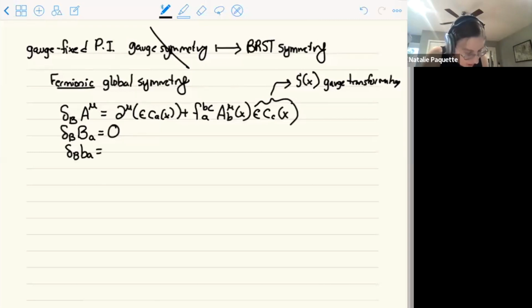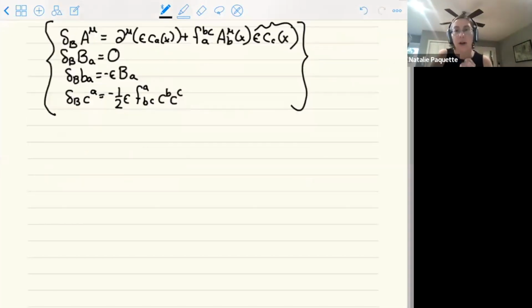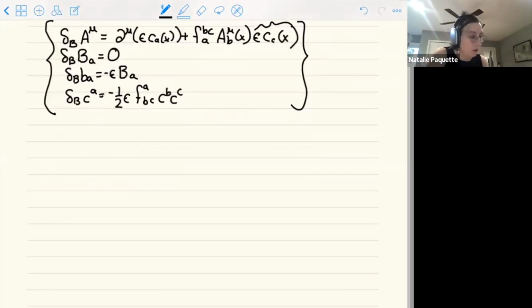The B ghost transforms like this. And finally, the C ghost basically transforms like an adjoint matter field in our theory, but with the funny statistics properties that you probably remember from the ghosts. They're like anti-commuting scalars. And once you have this kind of symmetry, you can do your usual thing and build a Noether current for the symmetry called the BRST current and construct also a corresponding charge. And I'm going to call this fermionic BRST charge Q_B.